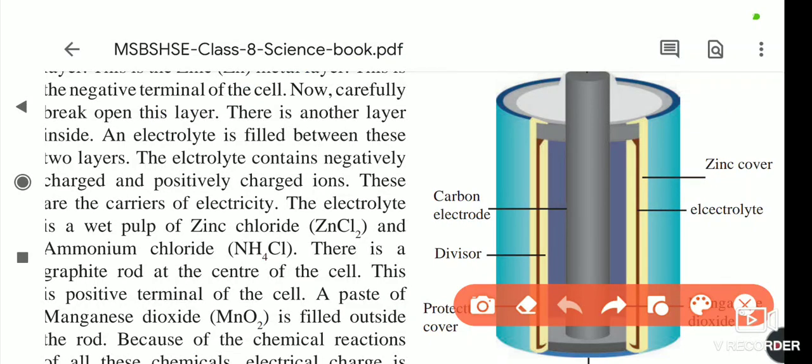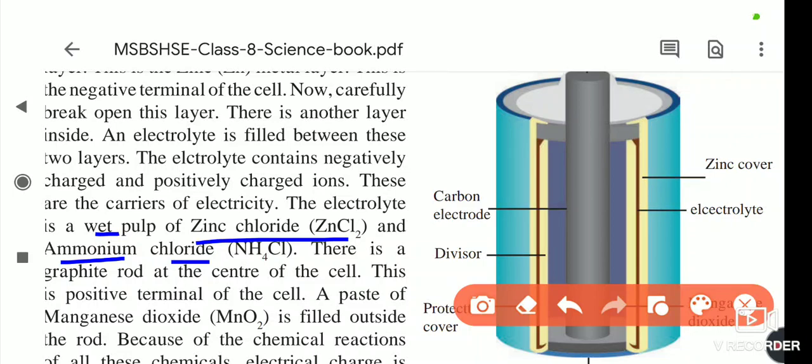The electrolyte is a wet pulp. What is that electrolyte? It is wet, and pulp. Pulp means, like mango pulp inside the mango, pulp means wet. It is some liquid or gel-like structure, and it is zinc chloride, ZnCl2, Zn for zinc and Cl for chloride, and ammonium chloride, NH4Cl, NH4 for ammonia and Cl for chloride.